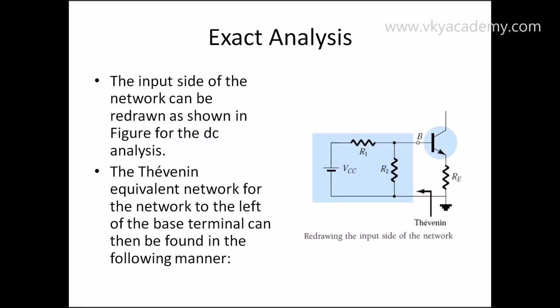Now, what exactly is the exact method? Here we don't have any conditions, so it can be applied for any kind of numerical. So the input side of the voltage divider bias configuration can be drawn as shown here. The R1 and R2 are connected with VCC. So this is the diagram of the input side. What we need to do is calculate the Thevenin equivalent of this particular circuit. So let's see how to calculate.